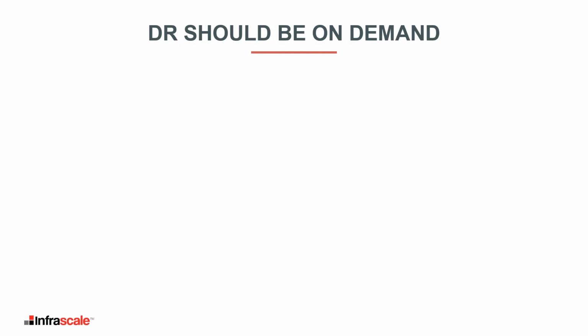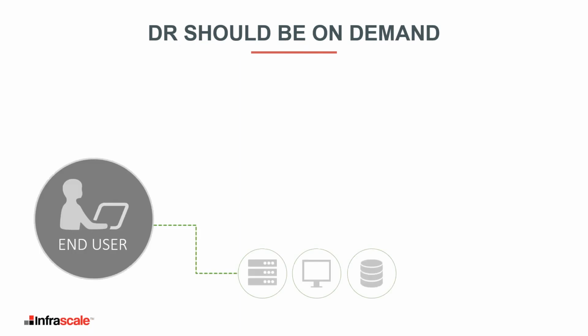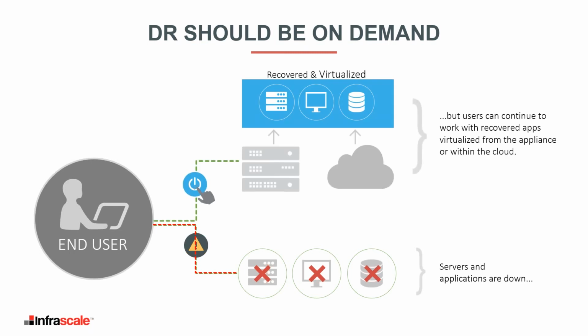So let's talk about how the cloud failover solution works. First of all, we're starting with our end users. They're accessing their data and their applications, and everything is working swimmingly. Then a tornado strikes, right? Now all of a sudden, your servers and applications are down. So what can an administrator do? They can click the button to generate our push button failover. They then have the ability to fail over either directly from the appliance or from the cloud. And they can recover and virtualize those backup VMs and get their users working again. It's just that simple.